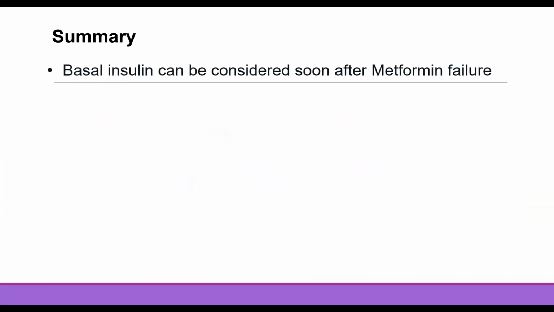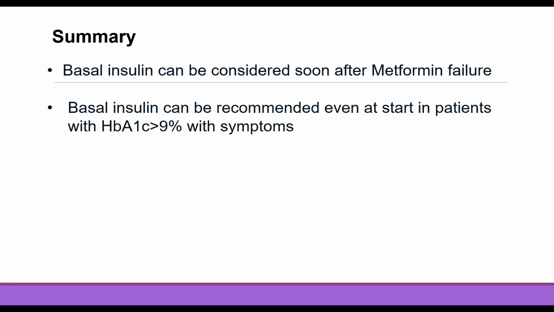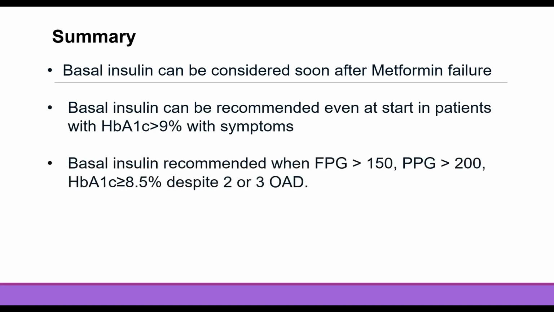So in summary, if we look into whatever I have discussed, basal insulin can be considered soon after metformin failure. This is one of the guidelines. ADA says basal insulin can be recommended even at the start for a patient with HbA1c more than 9%. This is the AACE guideline, with symptoms. And basal insulin is recommended when fasting and PP are high and HbA1c is more than 8.5 despite 2 or 3 oral anti-diabetic drugs. This is in the Indian insulin guideline. So these are the three guidelines, and in summary we can understand when the guidelines say to start insulin therapy.